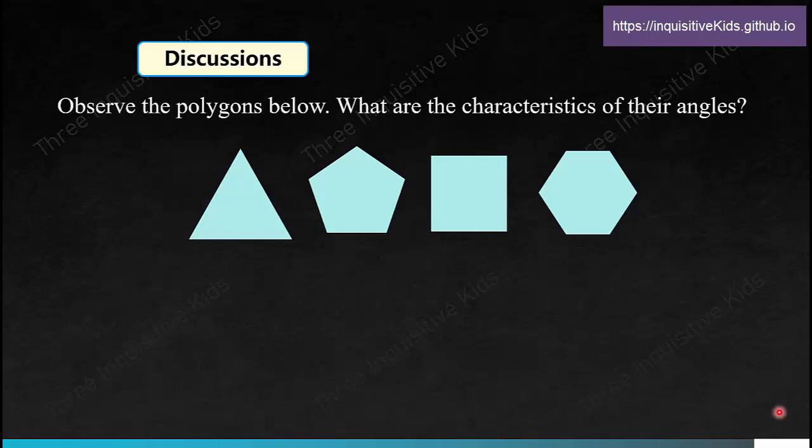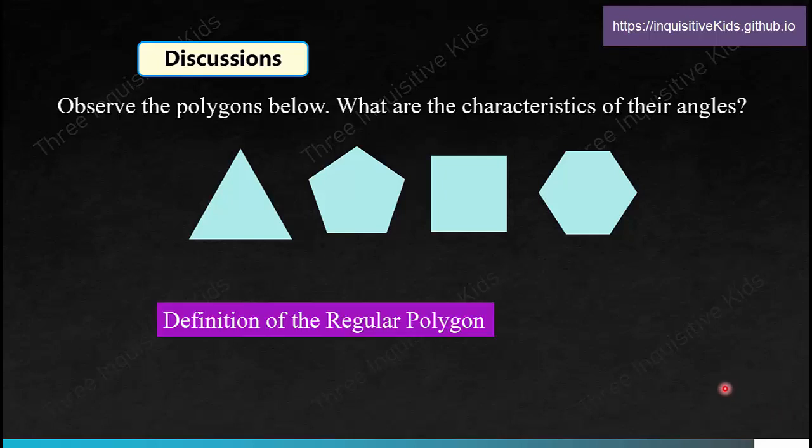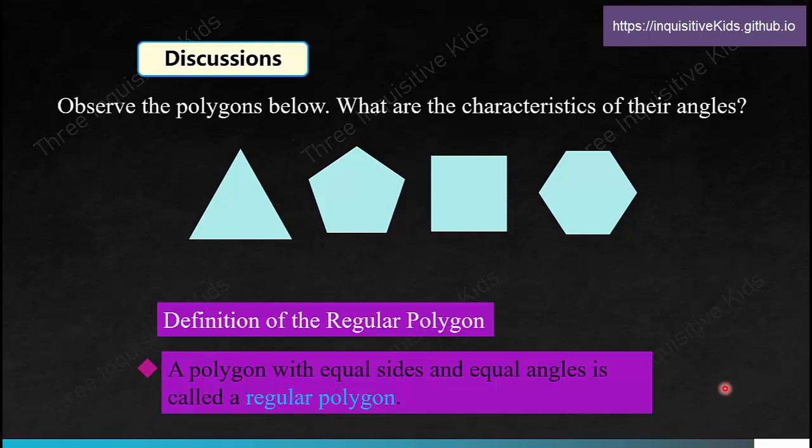Now I want you to observe the following 4 polygons. What are the characteristics of their angles? What about their angles do you notice? What relationships do they have? You may have noticed that this is the definition of a regular polygon. What is a regular polygon? A polygon with equal sides and equal angles is called a regular polygon. Jot that down on your notepad.